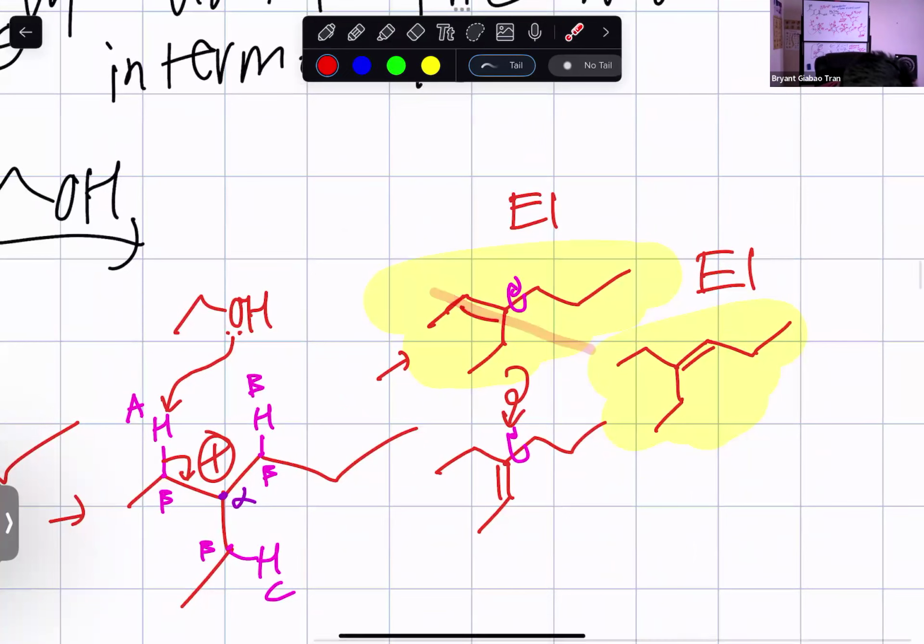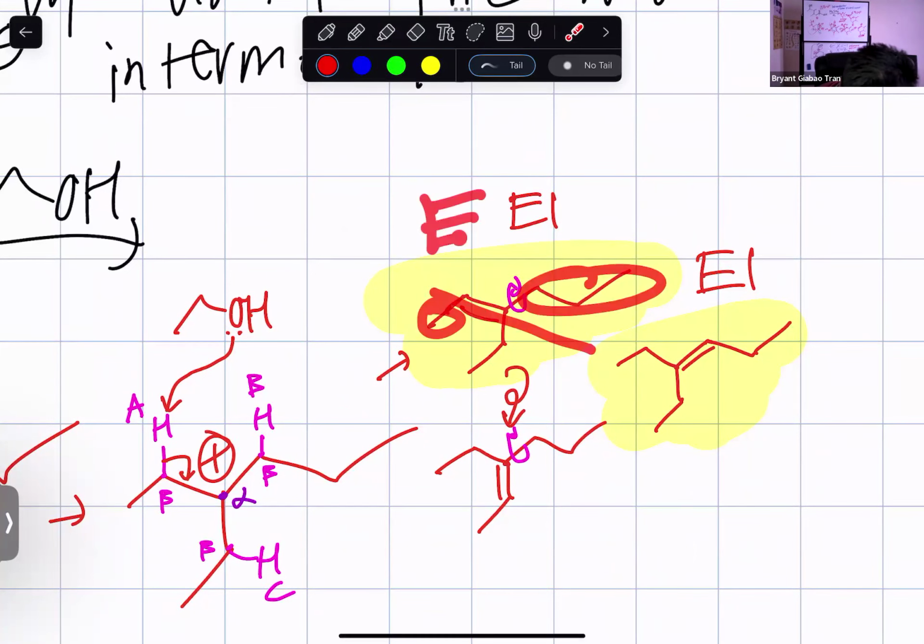And this one is specifically E because the two priority groups are on opposite sides. You can also draw the Z products, but that's minor. And I don't think you will have to draw the minor products. That's more of an organic chemistry two thing, but I don't think this professor will do that, based on what I've seen in this practice exam.